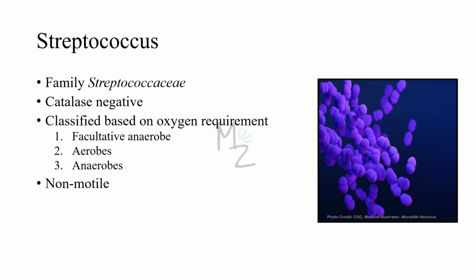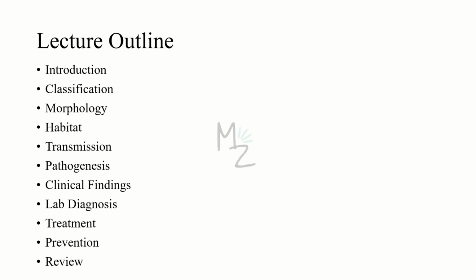Classification of this bacterium is based on different variables, but here we're going to look at the oxygen requirement. It is classified based on oxygen requirement into facultative anaerobe, aerobes, and anaerobe. This bacterium is non-motile because it has no motility apparatus, like a flagellum, as you can see in this picture. Lecture outline: we are done with the introduction of Streptococcus. Now we'll be looking at its classification, which is really important. Then we'll talk about its morphology, habitat, transmission, pathogenesis, clinical findings, lab diagnosis, treatment, prevention, and at the end, as usual, we'll review the lecture.